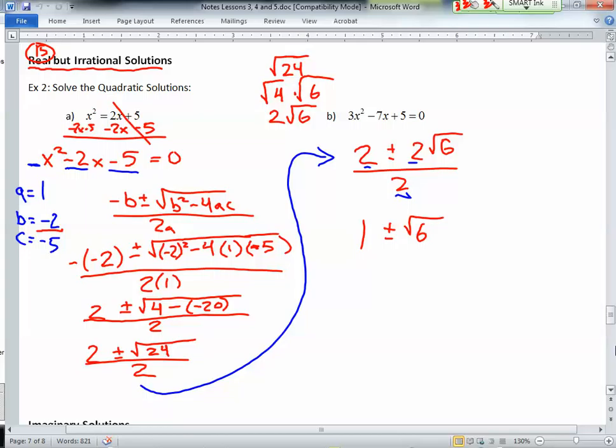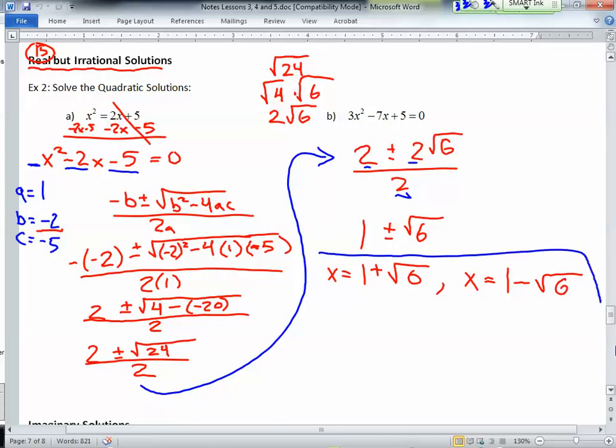So I have 2 answers right here, but I just need to separate them. My first answer is x equals 1 plus the square root of 6. Second answer is x equals 1 minus the square root of 6. All right? So this is my final answer. Those are my 2 solutions. Again, if I took those and plugged them back in for x, they should make that equation true.